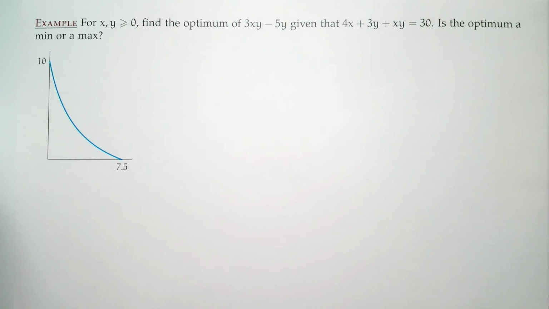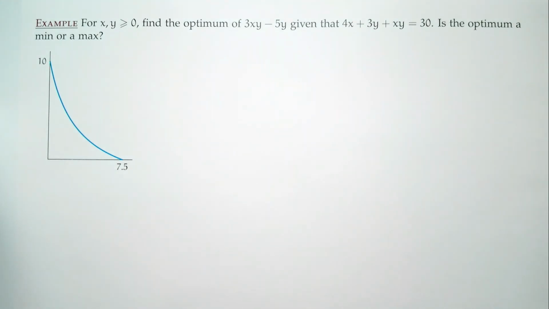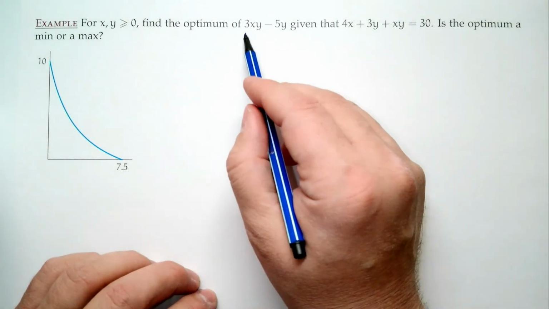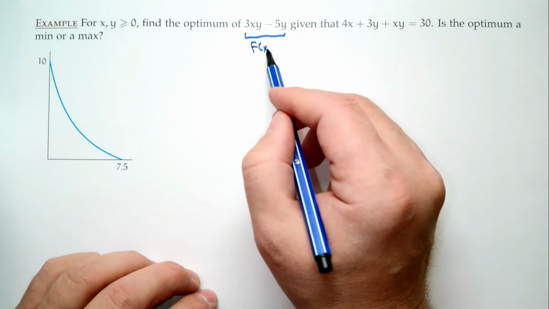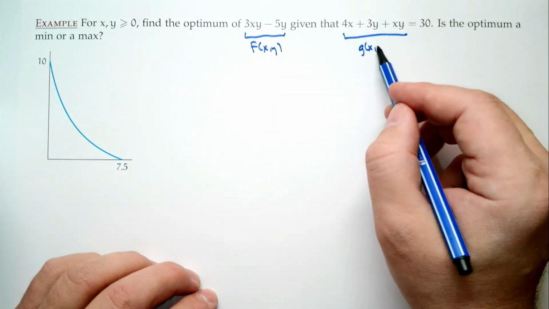For xy greater than or equal to 0, so in other words, we are constrained. We're definitely going to stop there. Find the optimum of 3xy minus 5y, given that 4x plus 3y plus xy equals 30. So here's our f of x comma y. This is our g of x comma y.